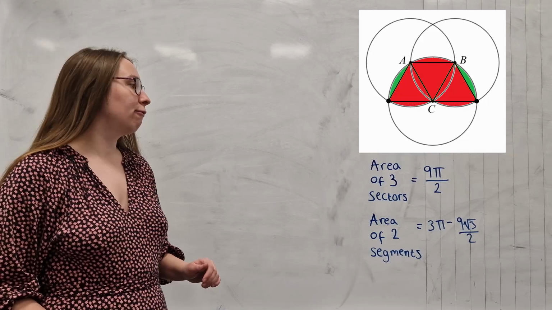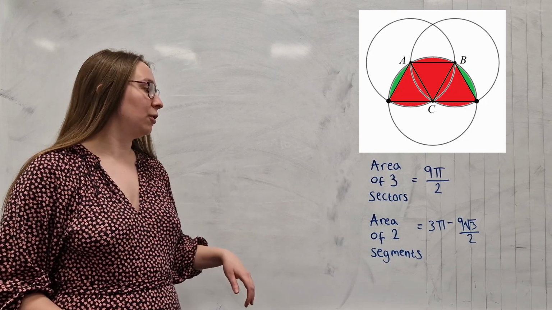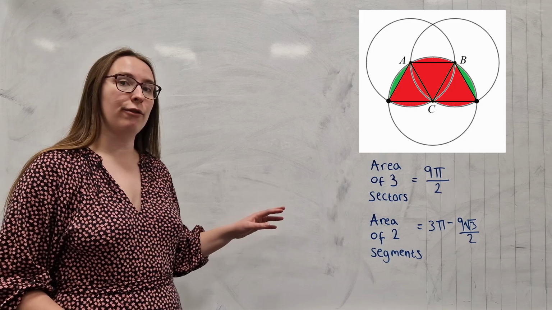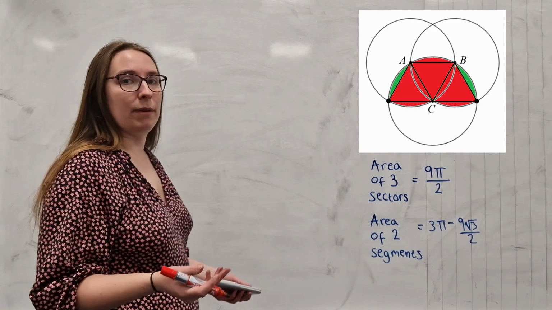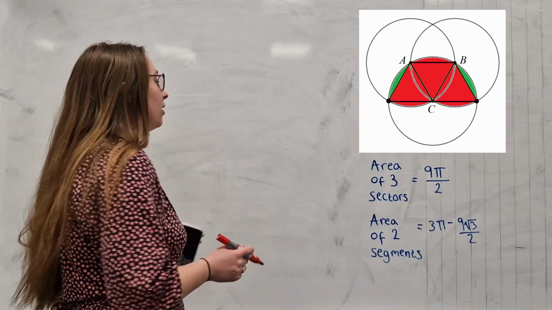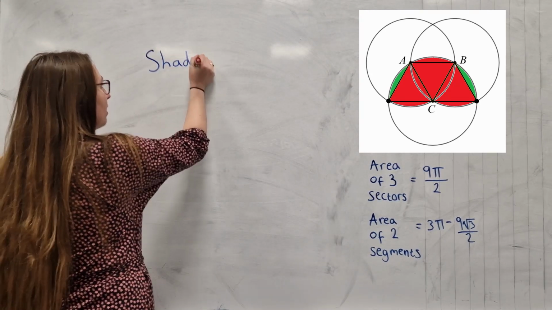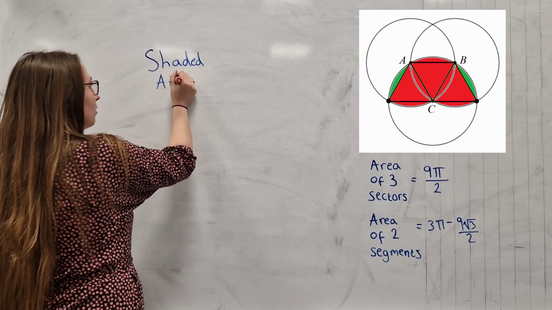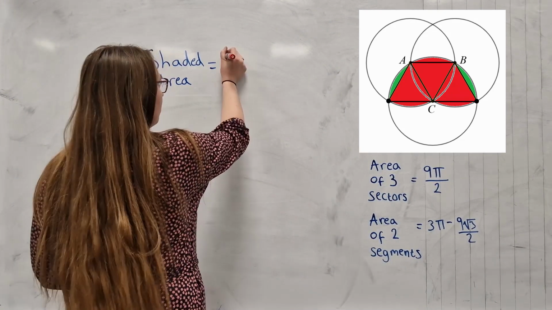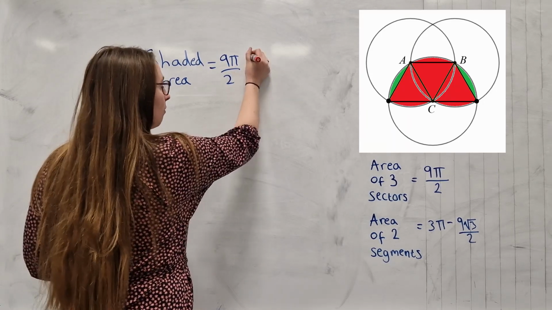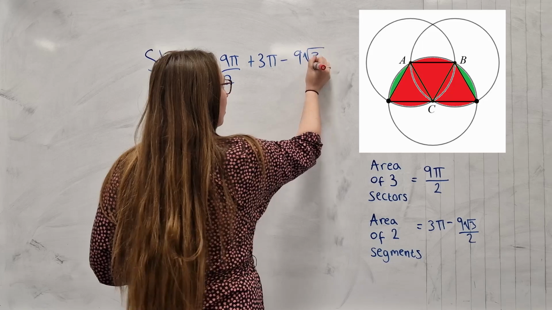So we have the area of our 3 sectors, which is 9 pi over 2, and we have the area of our 2 segments, which is 3 pi minus 9 root 3 over 2. So we just have to add it all together. Obviously this is going to be a calculator question, so I'm going to make use of it. So the shaded area is going to be equal to 9 pi over 2 plus 3 pi minus 9 root 3 over 2.